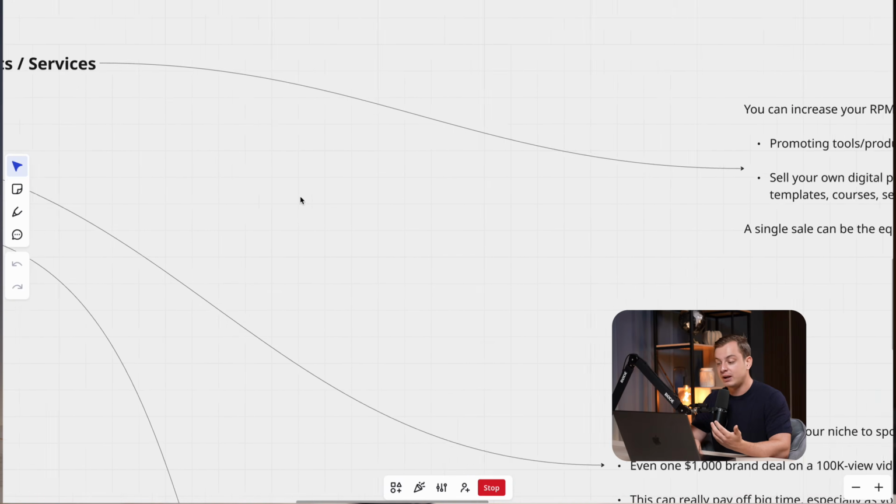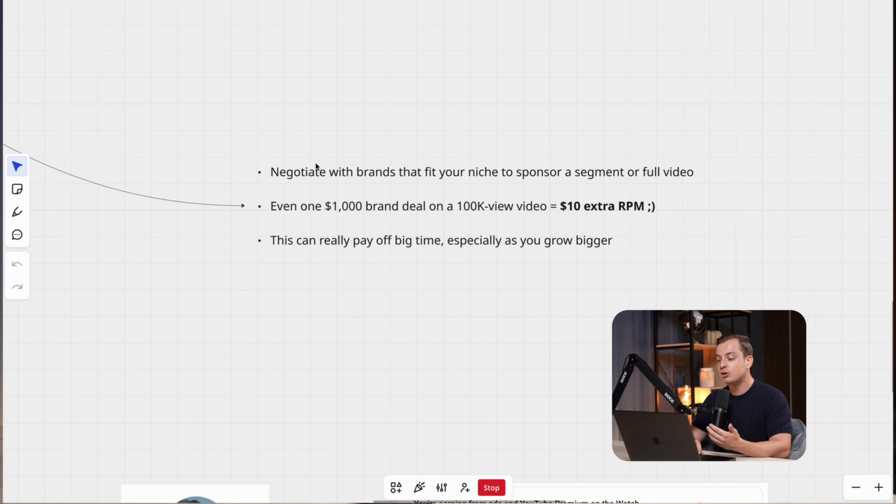Then number 5, brand deals. You can negotiate brand deals that fit your niche to sponsor a segment or a full video. Even a $1,000 brand deal on a 100,000-view video is an extra $10 RPM. But there's a small difference when advertisers go directly to you, and this is also the reason YouTube is now building this into their platform. Because what we can do is the following.